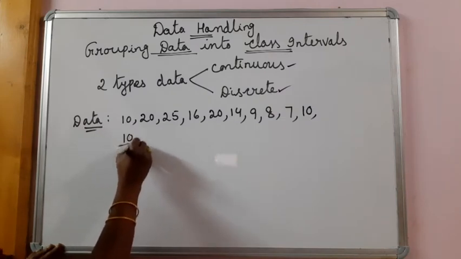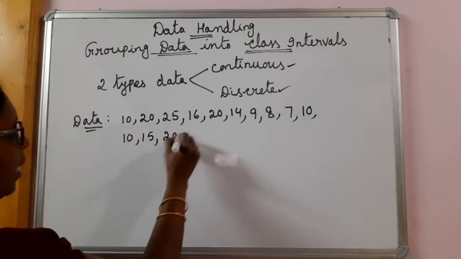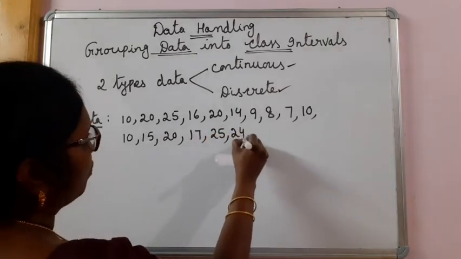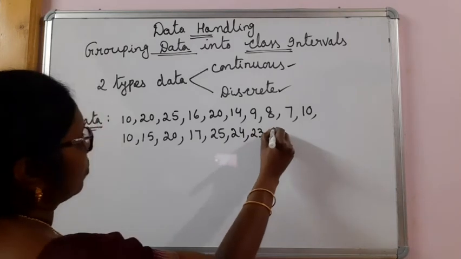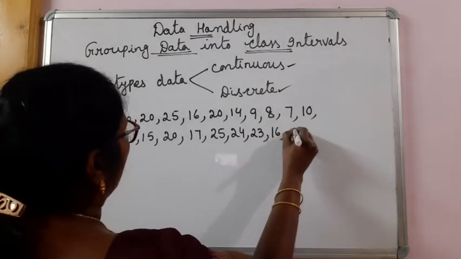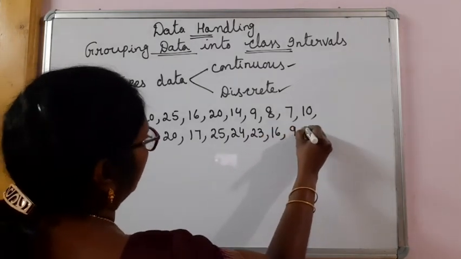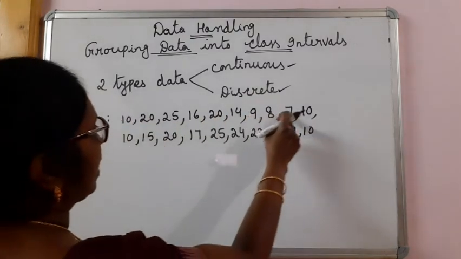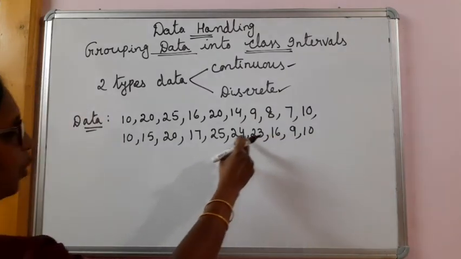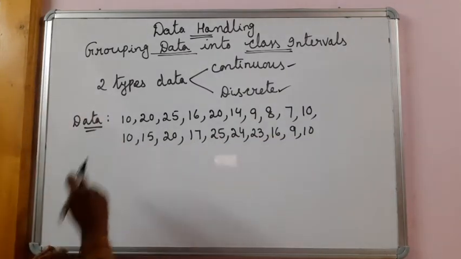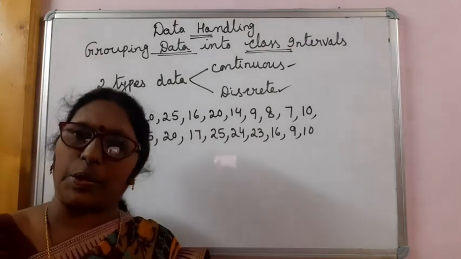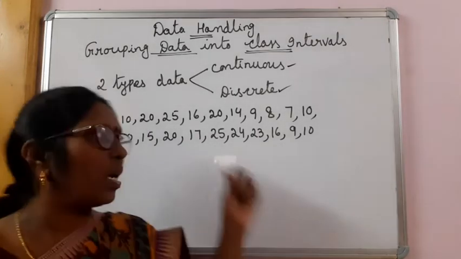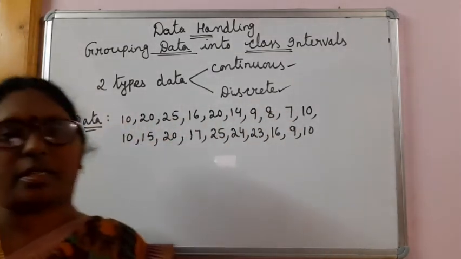Let me give 10, 15, 20, 17, 25, 24, 23, 16, okay, 9, 10. So I gave 1, 2, 3, 4, 5, 6, 7, 8, 9, 10, 11, 12, 13, 14, 15, 16, 17, 18, 19, 20. These are the marks secured by 20 students of a class out of 25. I have given the data.